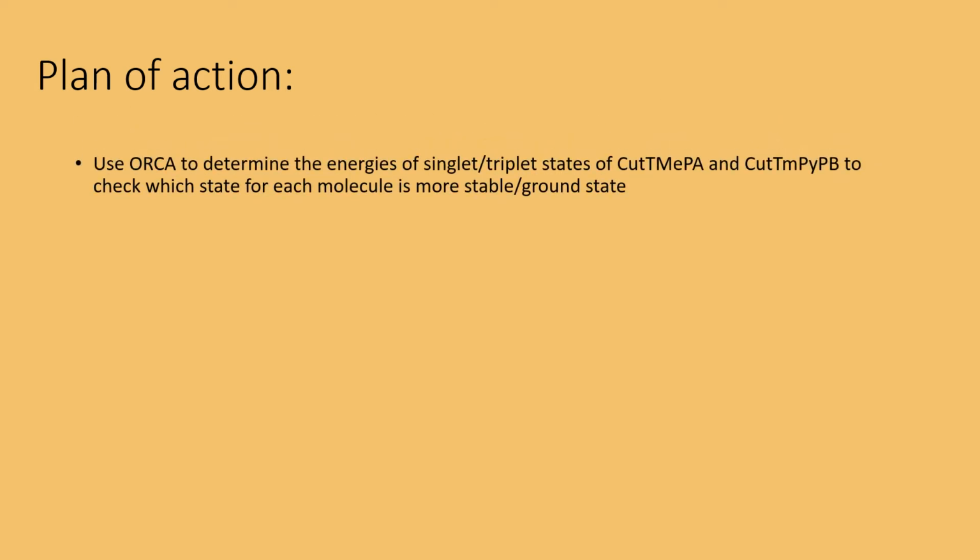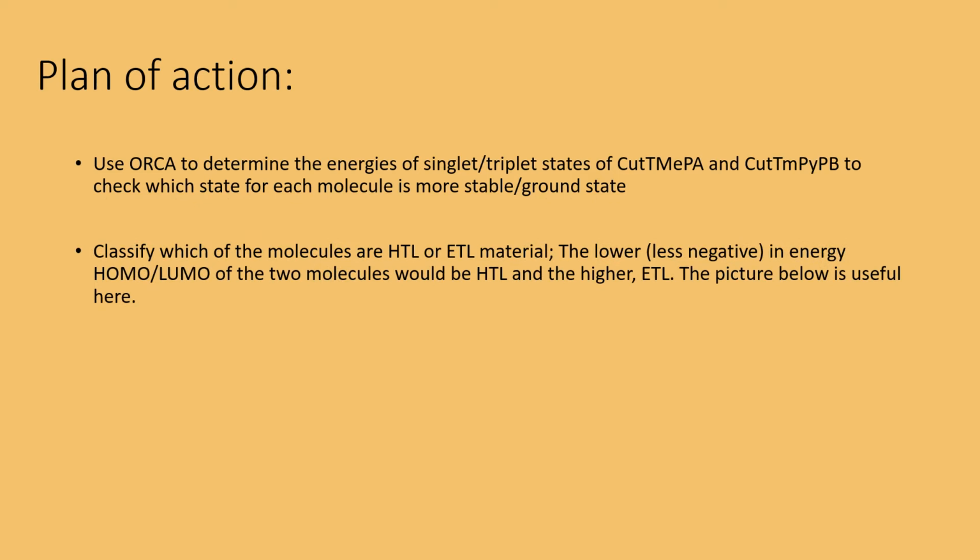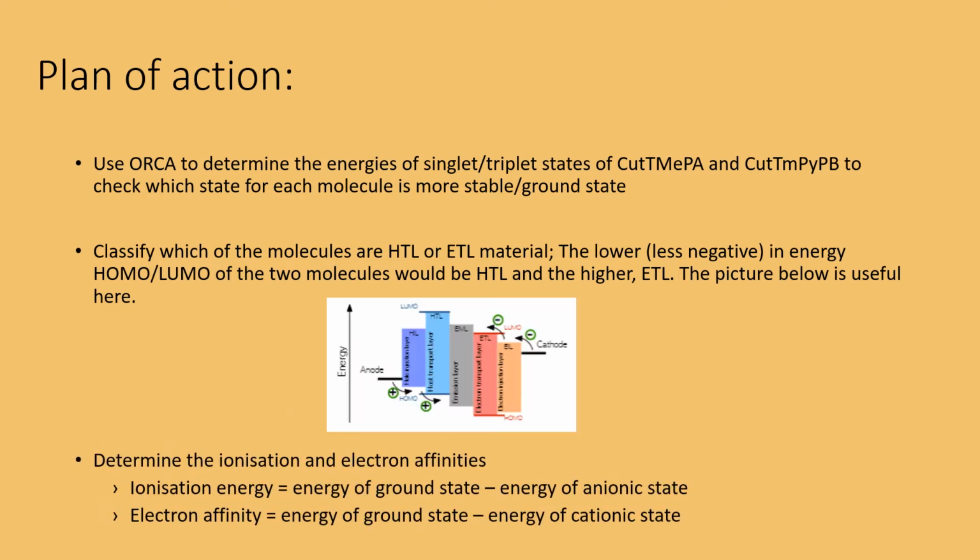The plan of action is to first use ORCA to determine which of the singlet and triplet states are the ground state for both molecules. Then it's to classify which is suitable for HDL or ETL material. And then it's to determine the ionization energies and electron affinities. My DFT calculations are as follows.